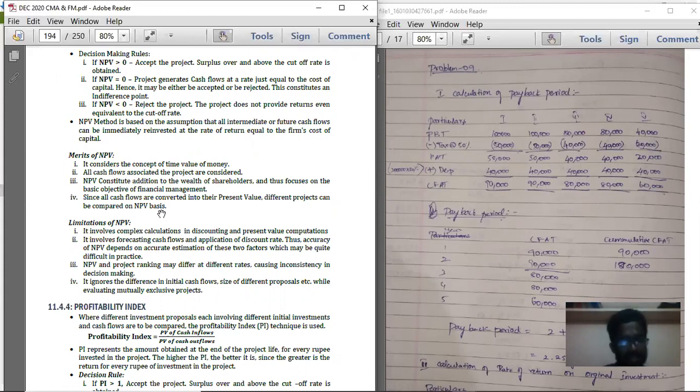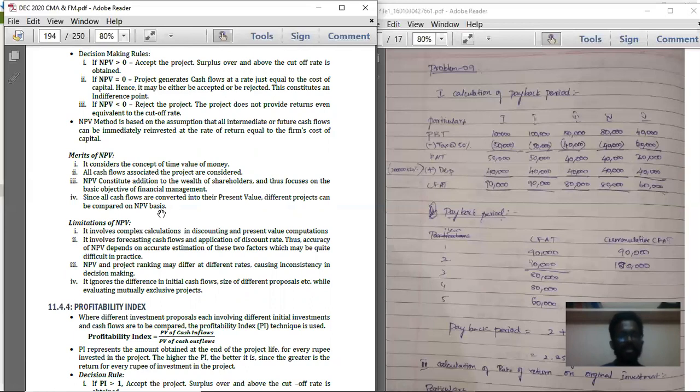So what are the limitations? In the modern technique also there are some limitations. So what are the different limitations? It involves complex calculation in discounting and present value computations. You are converting future cash into present value, so it involves more complicated things. You are taking a present value factor and multiplying it with the future value of income. So when you are multiplying it, there is some sort of complex calculation. So that is a limitation.